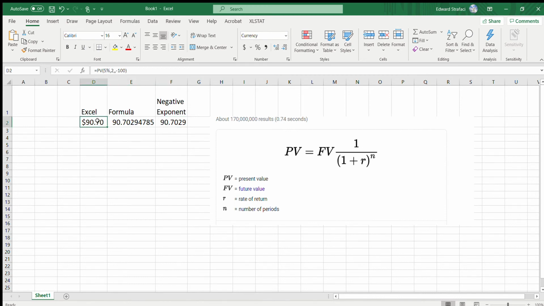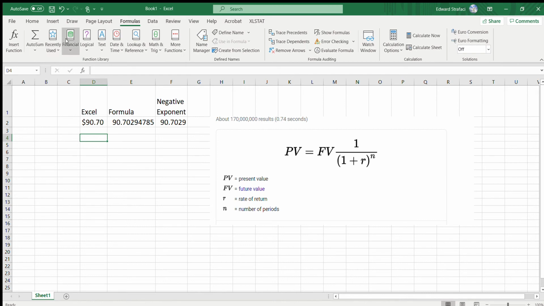One would be just to go right to Excel and do a present value calculation. Simple enough. I'm looking at a present value calculation of 5% for 2 years on $100. And the way I would do it is just go to formulas, recently used, present value. I'm going to put in 5%. Always remember the percent sign. The number of periods would be 2. No payment. And the future value would be 100.